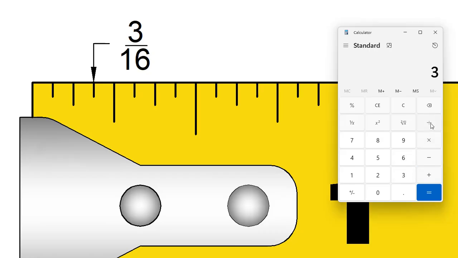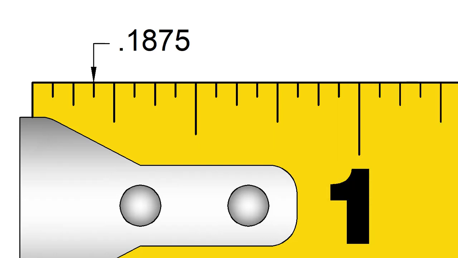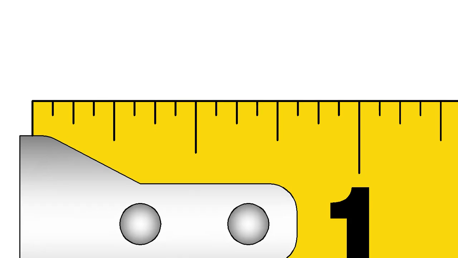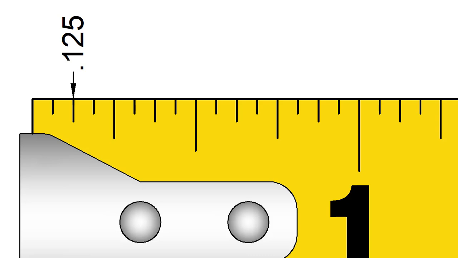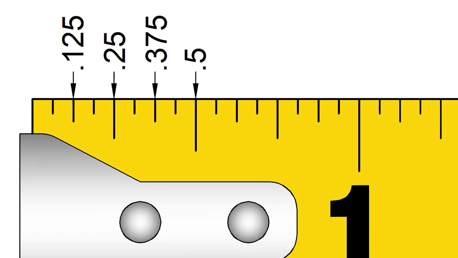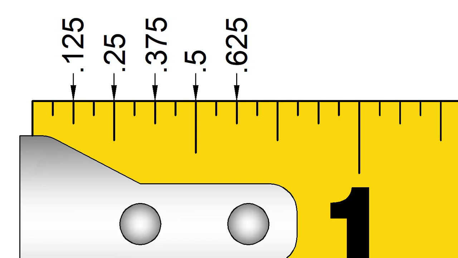If you know the fraction on the tape measure, you can just divide to get the decimal form. 3/16, for example, is 0.1875. It is helpful to memorize some of the more common decimal equivalents on the tape measure. For example, here are the eighths of an inch. 1/8 of an inch is 0.125. 2/8 is 1/4 inch, which of course is 0.25. 3/8 is 0.375. 4/8 is a half or 0.5. 5/8 is 0.625. 6/8 is the same as 3/4 or 0.75, and 7/8 is 0.875. 7 divided by 8 is 0.875.